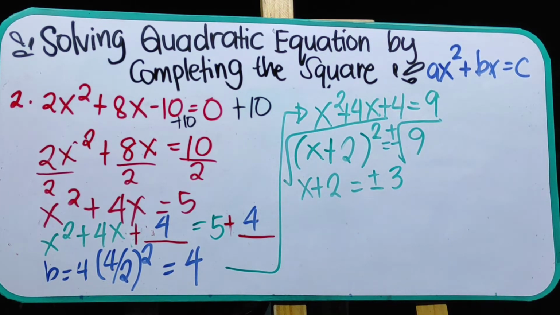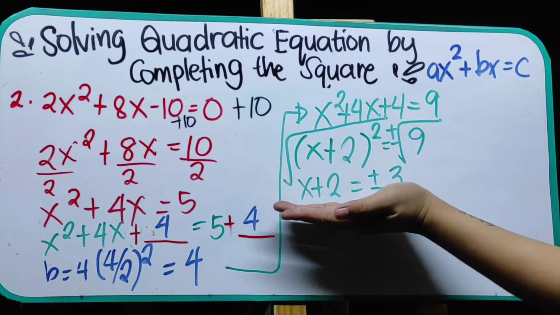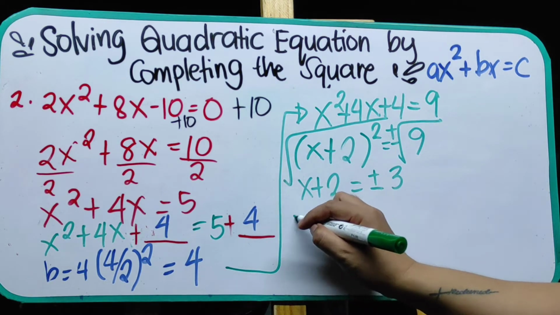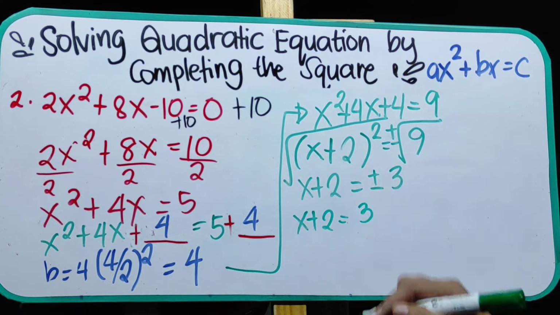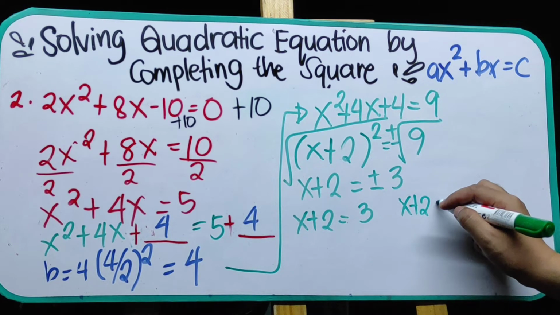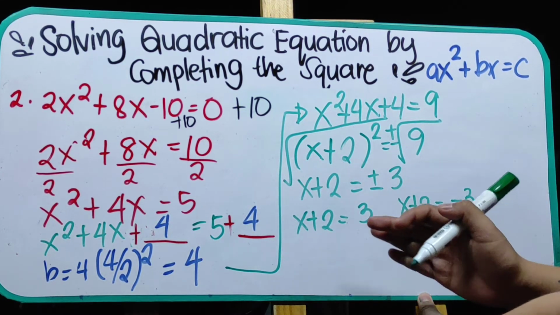So, meron na tayong dalawang linear equations na nabuo dyan. We have x plus 2 for our solution 1. We have x plus 2 equals positive 3. And then, yung isa, x plus 2 equals negative 3. Pinaghiwalay ko lang po yan. Okay, let us solve the linear equation or the resulting linear equation.